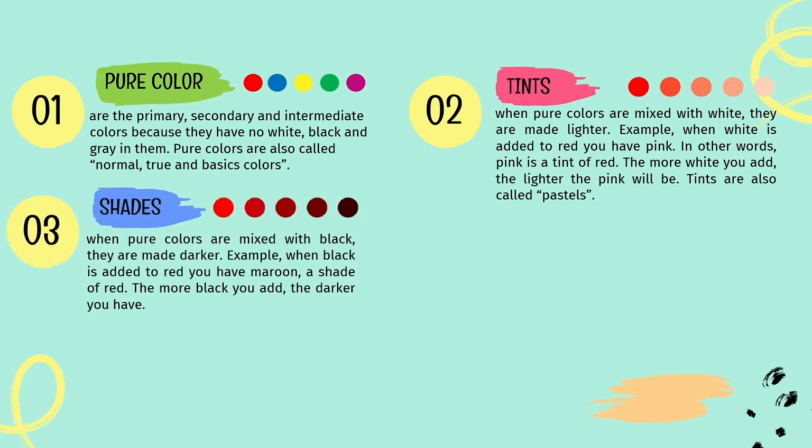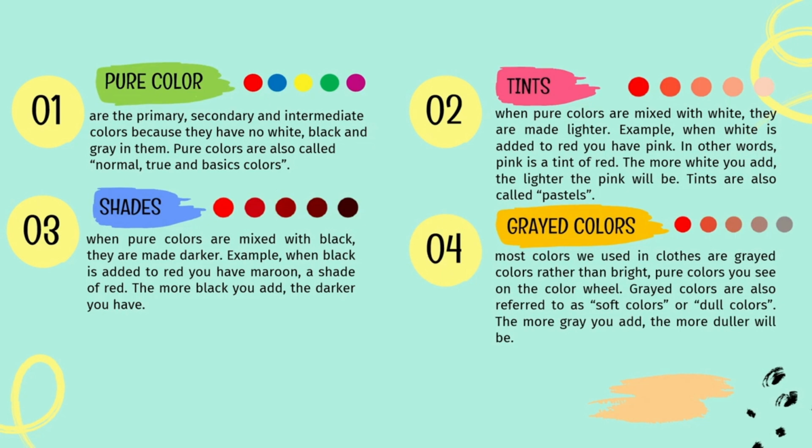Number 3, shades. When pure colors are mixed with black, they are made darker. Example, when black is added to red, you have maroon, a shade of red. The more black you add, the darker it will be.